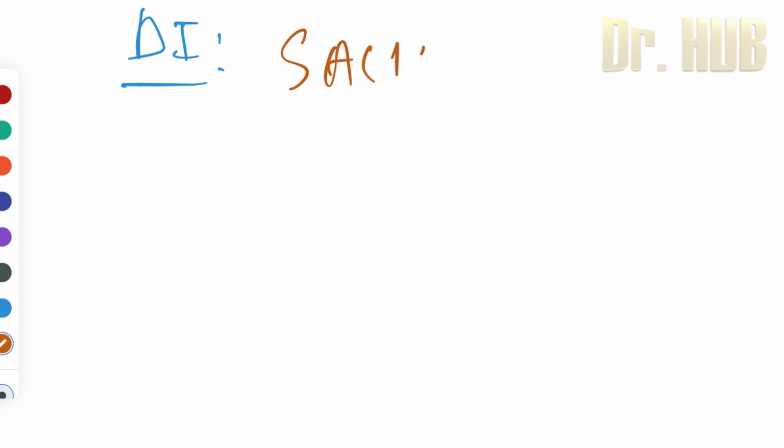Then moving on to the diagnostic indications. So diagnostic indication, there is a saline load test. So there is a saline load test. So this is for the gastric outlet obstruction.